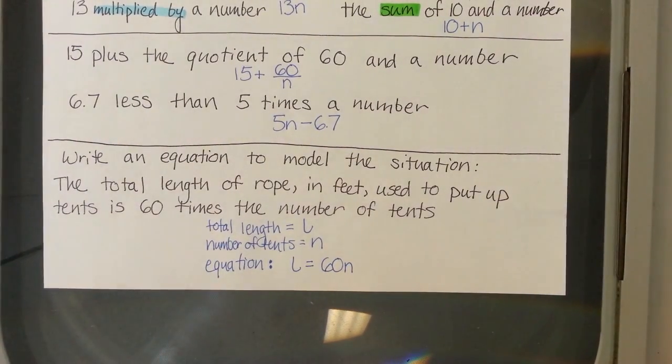So this is kind of a good equation because it's going to tell us exactly how much rope I need if I have whatever number of tents. I can put in any number for n and figure out how much rope I'm going to need. So that could be useful in real life.